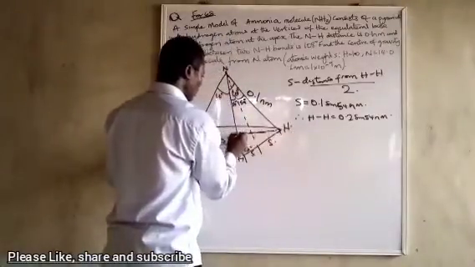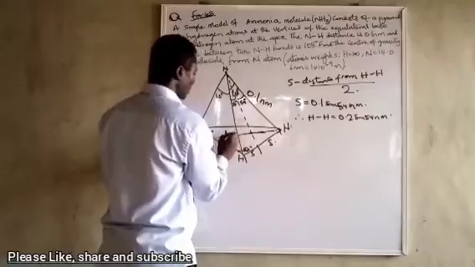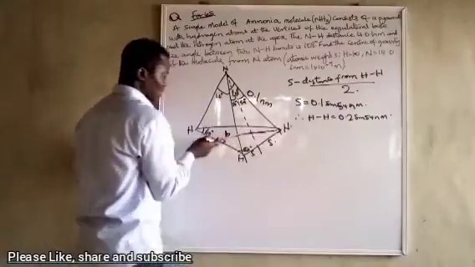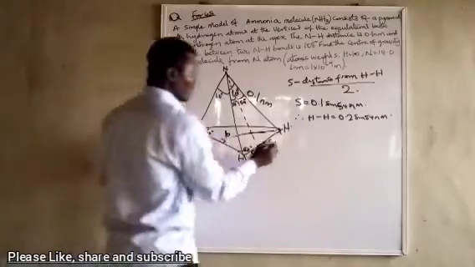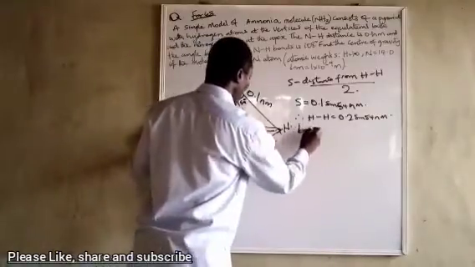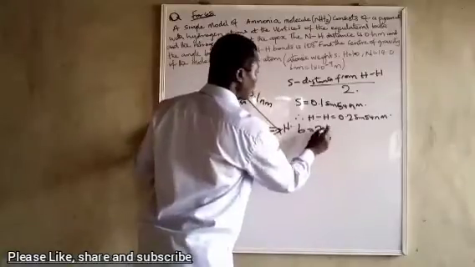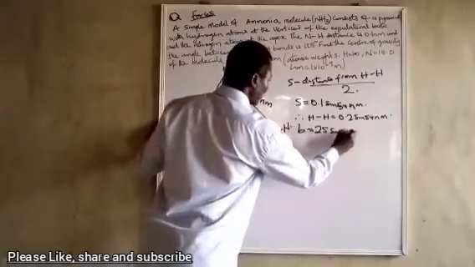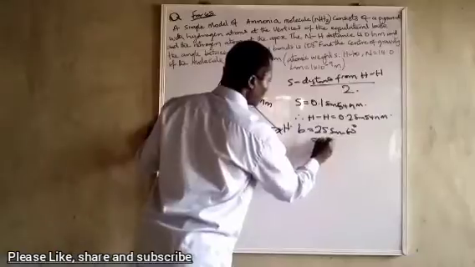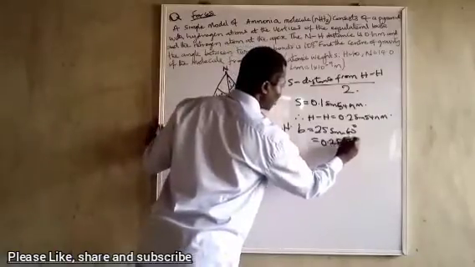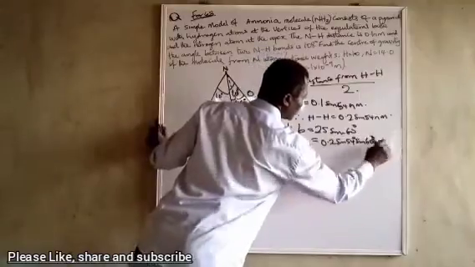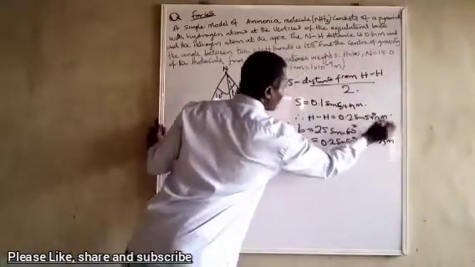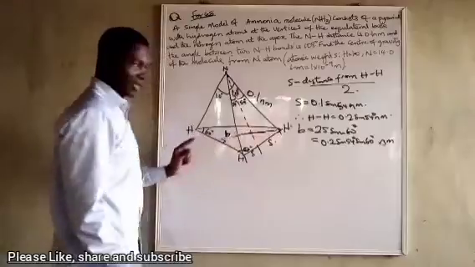Let me call this place B. That is the perpendicular, orthogonal distance from H to the base here. So B is equal to 2s sine 60 degrees, which is equal to 0.2 sine 54 sine 60 nanometer. That is the distance from here to here.